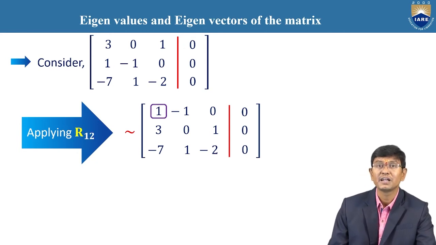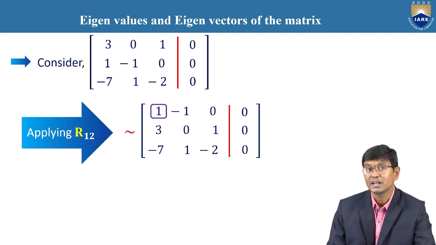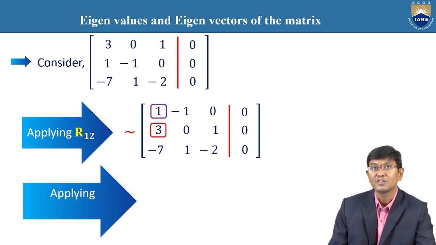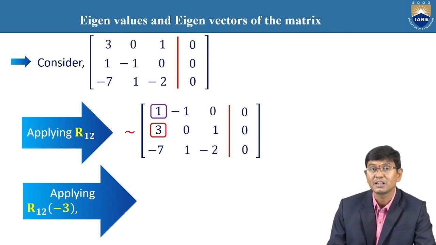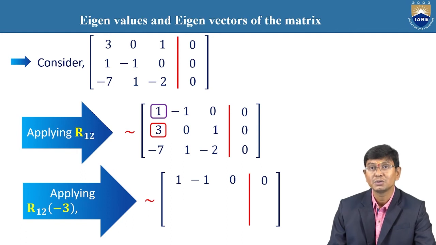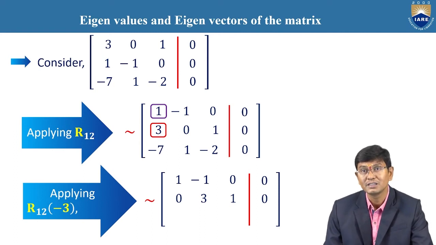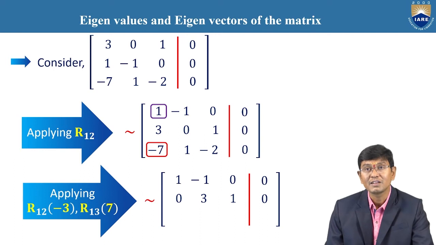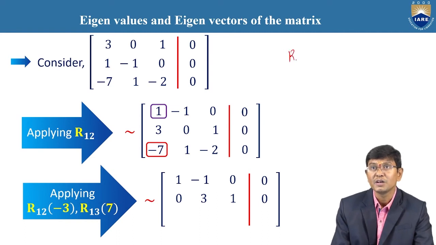Now, we use the first row, first element, that is 1, to act on the second row's first element, that is R2 minus 3 R1. Therefore, by applying R12 of minus 3, which is nothing but R2 minus 3 R1, using the shortcut notation, the first row is 1, minus 1, 0, 0. The second row, after applying R12 of minus 3, changes to 0, 3, 1, 0. And the third row, by applying R13 of 7, is R3 plus 7 R1. Here, we need to understand clearly that R12 of minus 3 is nothing but R2 minus 3 R1.